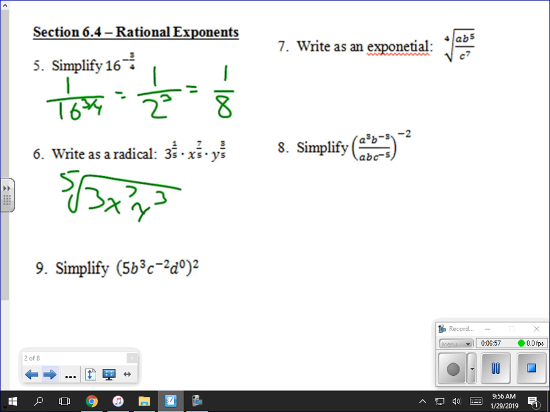Okay? The next one says write it as an exponential. In other words, get rid of the radical, fractional exponents. I have a 4th root, so that means I'm going to have fractional exponents with a denominator of 4. Everything in there is going to have a denominator of 4. Now I have a here by itself, that's a to the 1st power. So I have a to the 1/4, b to the 5/4, over c to the 7/4. And that's where I want to leave it. Okay, just take that 4, that means it's a denominator of 4, give everything a fractional exponent with a denominator of 4.